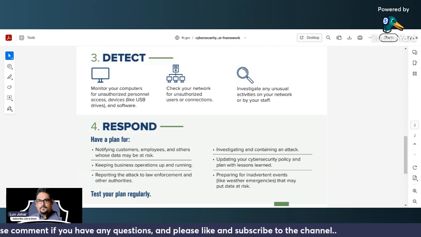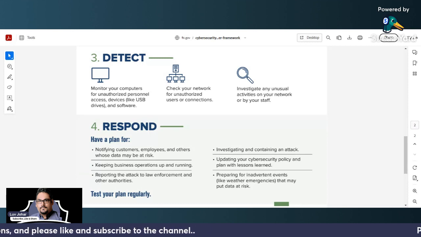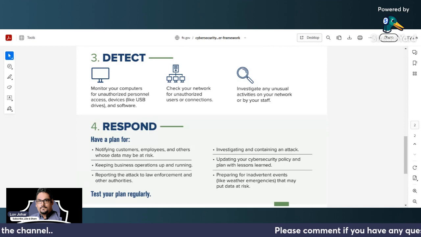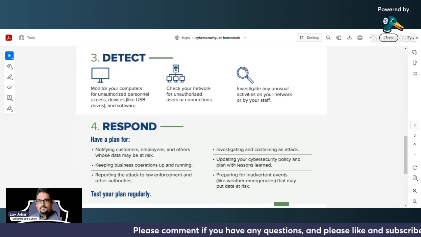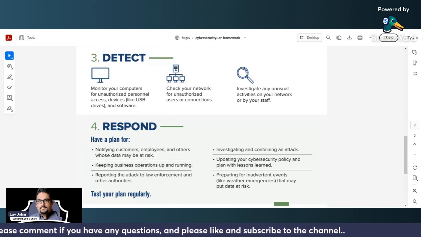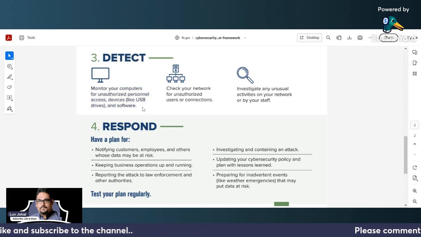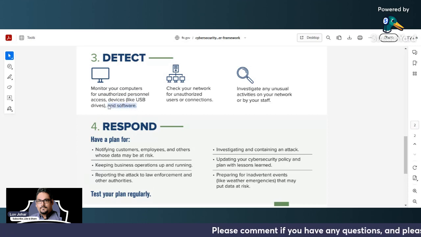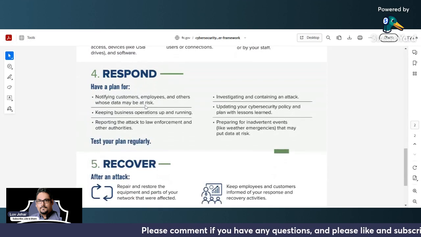A SIEM solution will actually help here. If you implement a SIEM solution, and again, on my channel you have videos on SIEM as well, security incident event management, if you have SIEM software, it will help you monitor your computers for any unauthorized personal access and all. Apart from that, you have to make sure that USB drives, etc., are prohibited, and software is controlled. So all this comes under the detect phase.